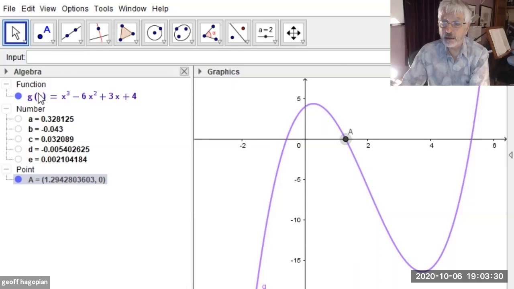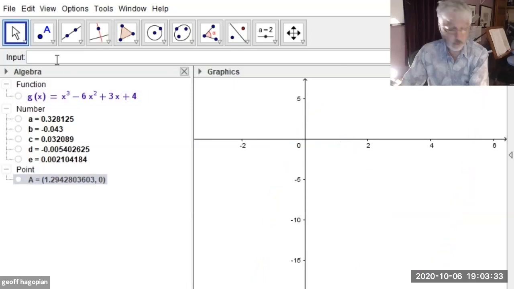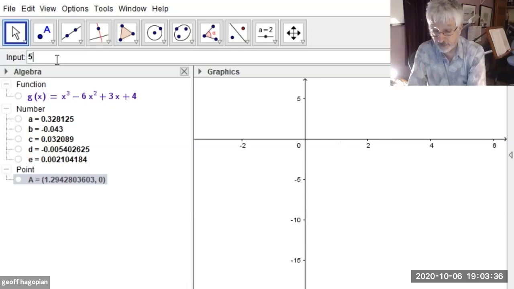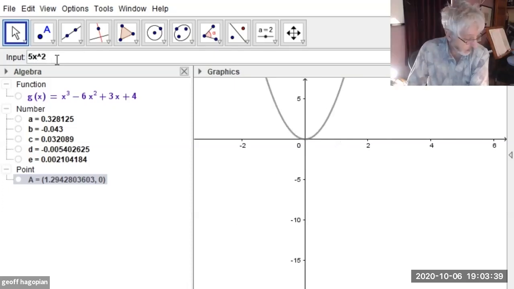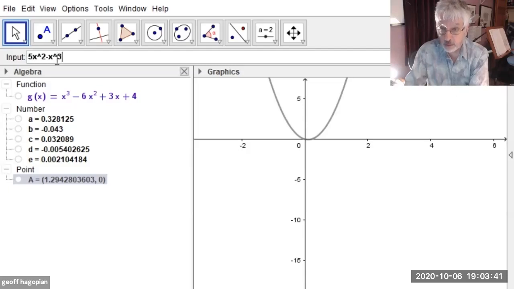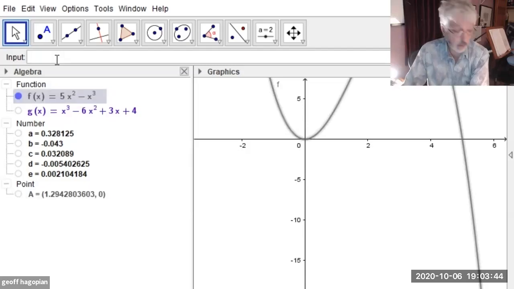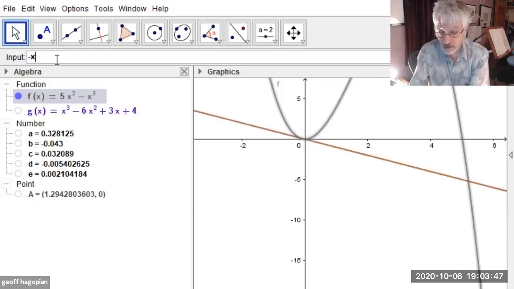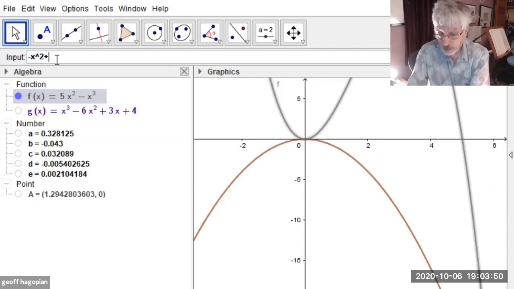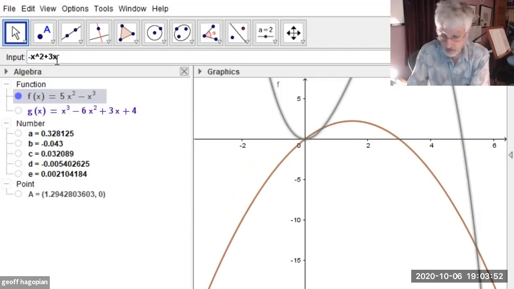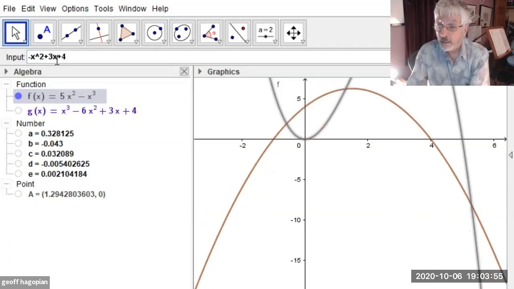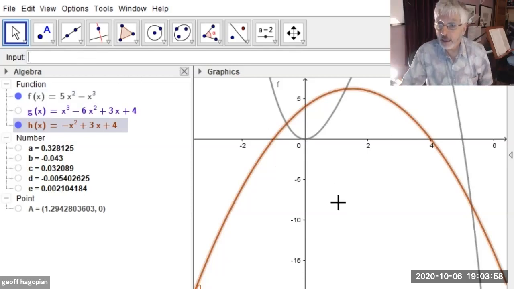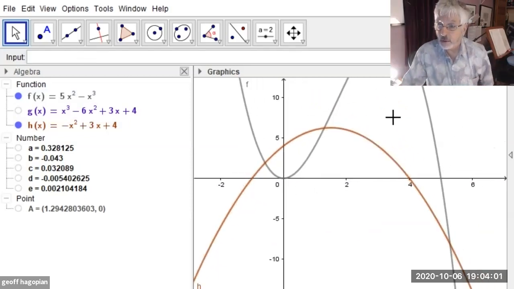Now, I think what the book may have wanted you to do was take the left side of the equation, which is 5x squared minus x cubed as one function, and take the right side of the equation, negative x squared plus 3x plus 4 as the other side of the equation, and then see, where do those two things line up? Well, right here is the one we were sort of looking at, right? So if I say, well, show me the coordinates of this point of intersection here.